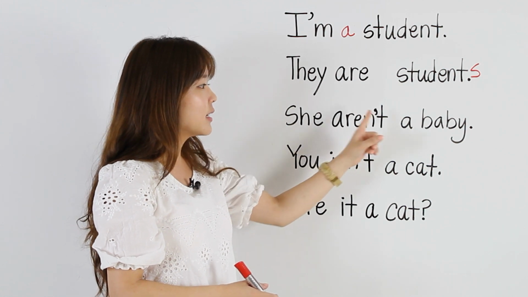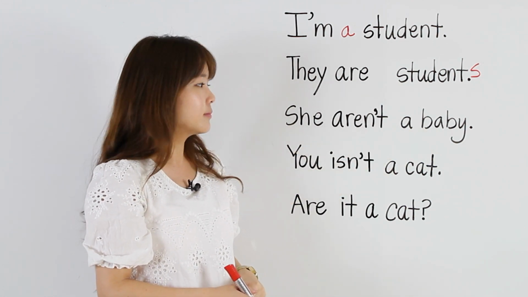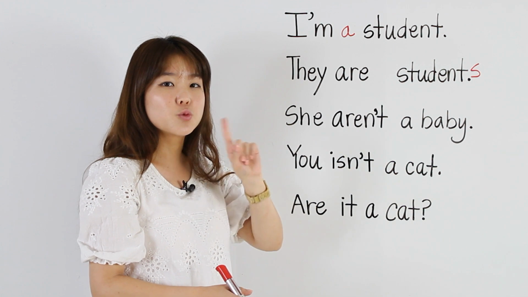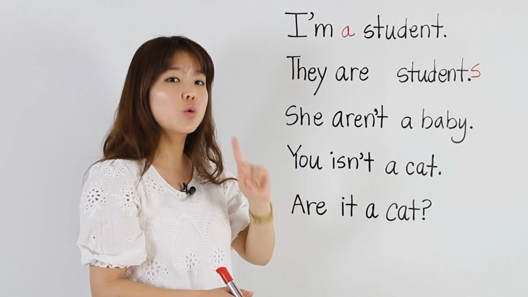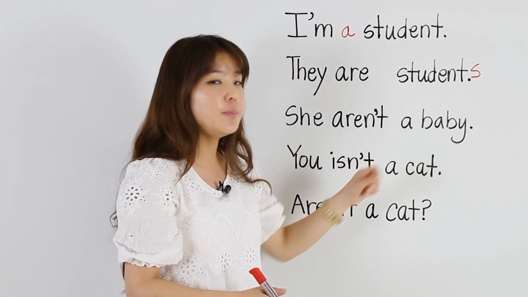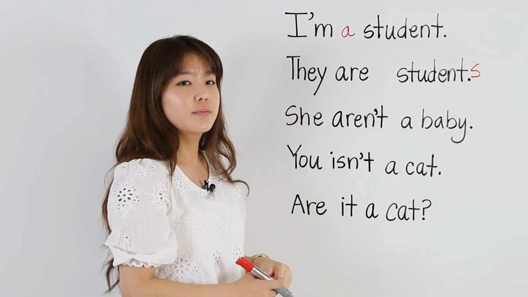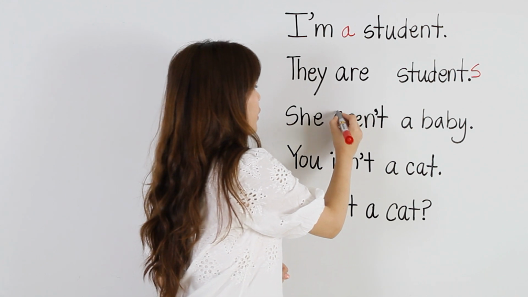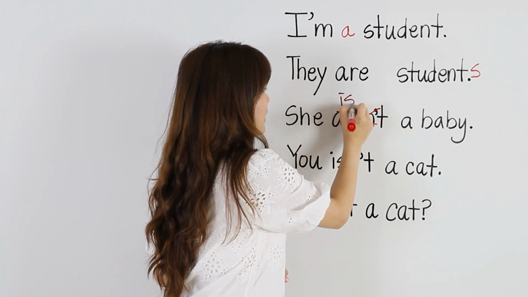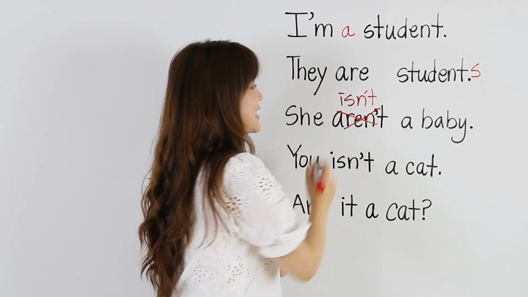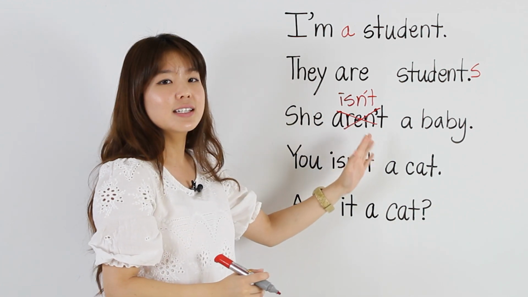She aren't a baby. She, that's one person, one girl or woman. A baby, that's one person. But we put aren't. Now that's wrong. We have to say isn't. She isn't a baby.